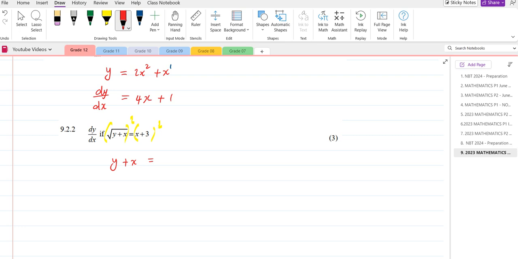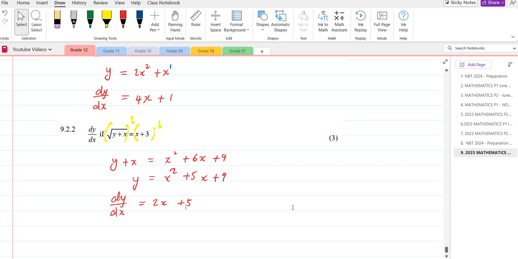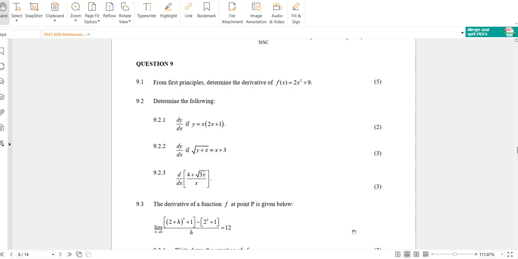What's (x plus 3) all squared? x squared plus 6x plus 9. Now take the x over. So you get y equals x squared, 6x minus x is plus 5x plus 9. So now we can find dy/dx. Find the derivative: 2x plus 5, because 1 times 5 is 5. Derivative of a constant is 0. I hope you understood that. Moving on to the next question.